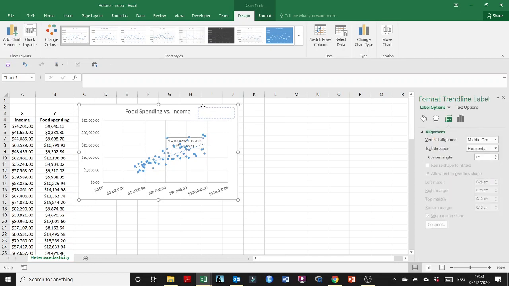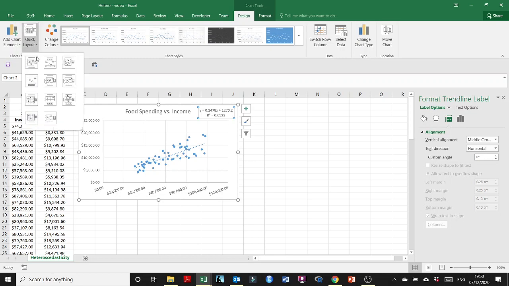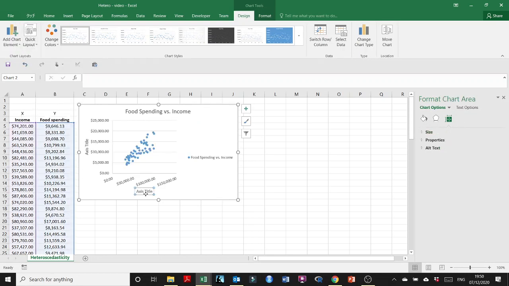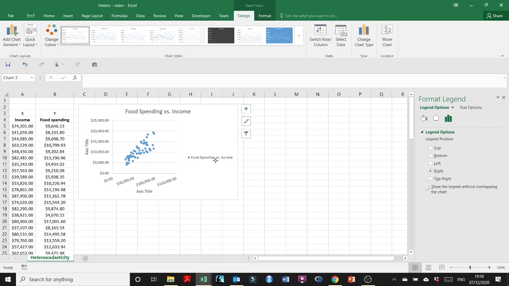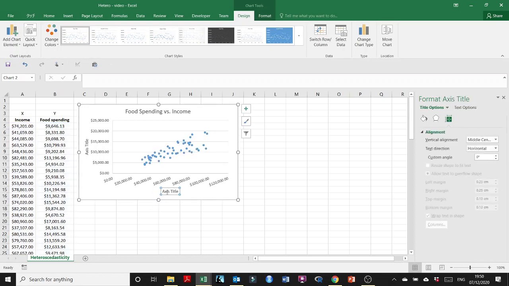So we can see that from this trend line, the income explains about 65% of the variation of food spending. Let's just add the axes here. This is income and this is food spending. All right.